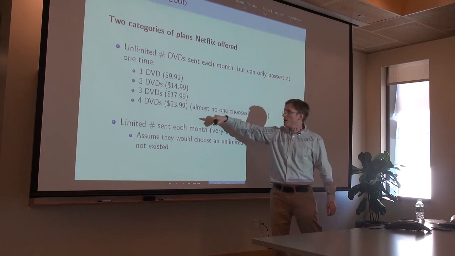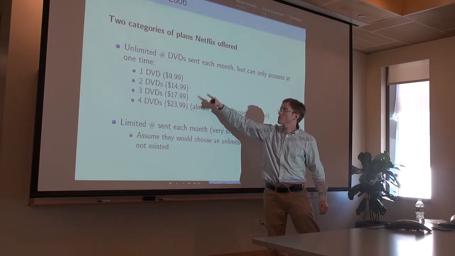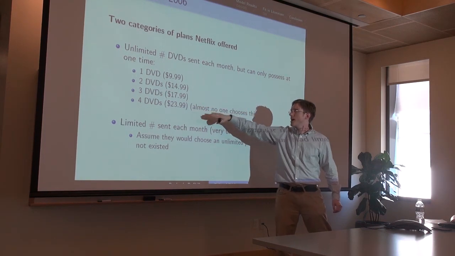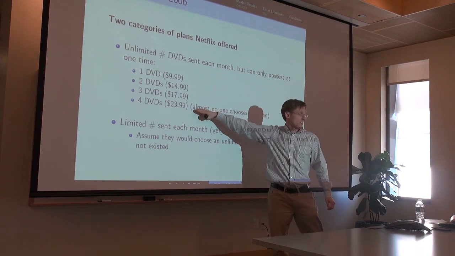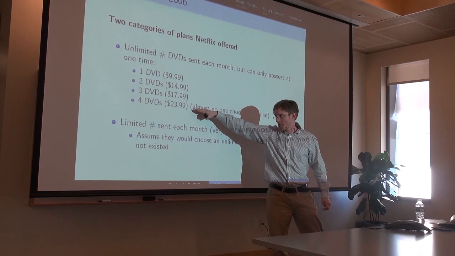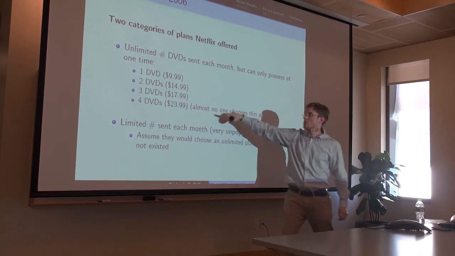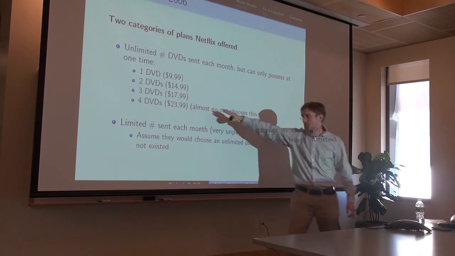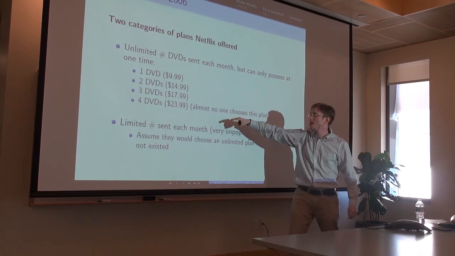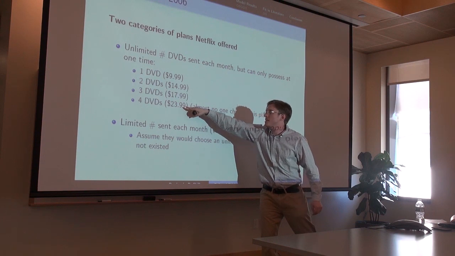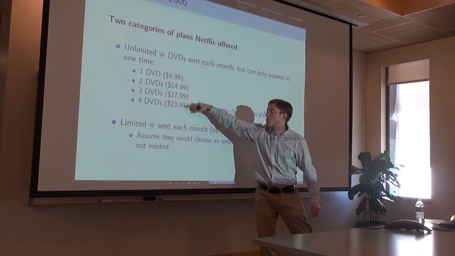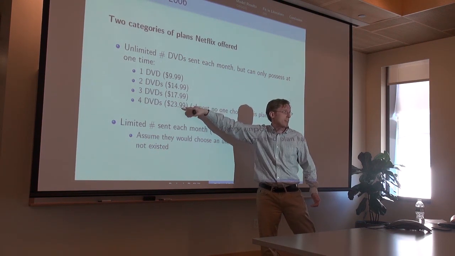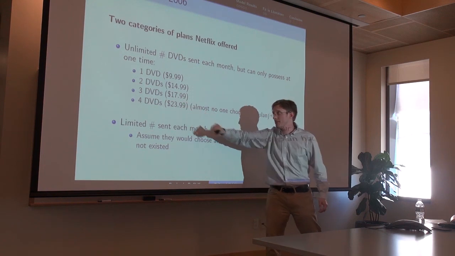There were 4 unlimited plans: 1, 2, 3, and 4 DVDs at a time. Almost no one in my data who I observed buying bought the 4 DVDs at a time. So it's mostly these first 3, though that doesn't actually really affect my analysis at all. Anyone who bought the 4 DVDs at a time would, from the standard theoretical models, have bought the 3 DVDs at a time had the 4 DVDs at a time not been available.